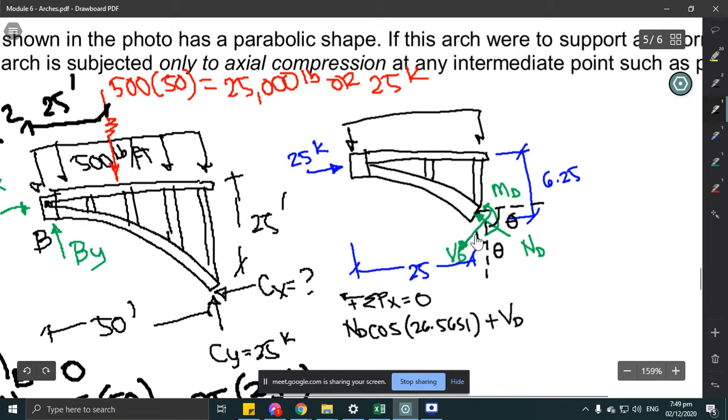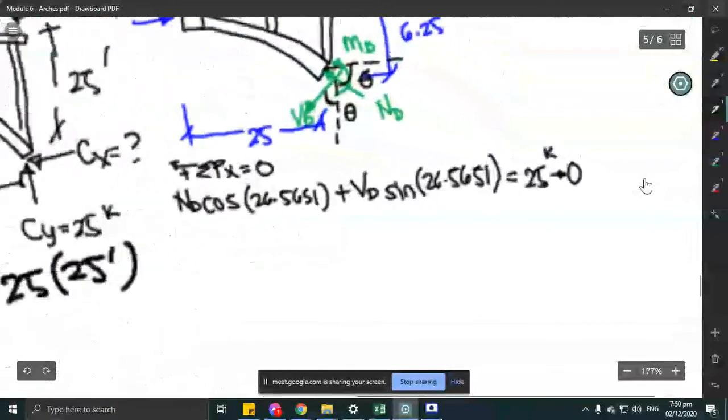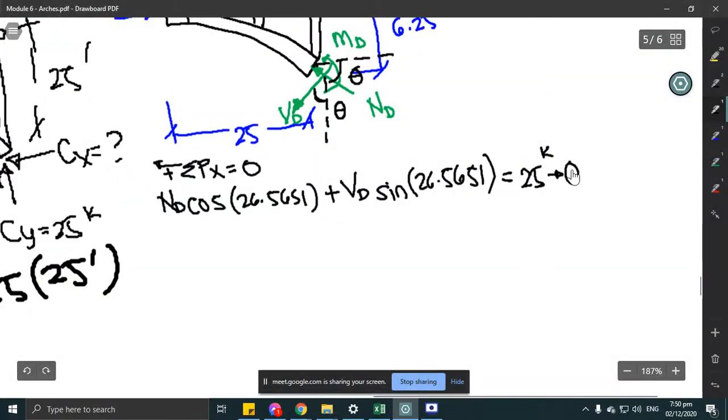So plus, the shearing force D. And then, para makuha siya, since ito yung theta mo, so sine. So sine of 26.5651. So meron pa ba tayong horizontal force? Itong 25 kips. Tama? So kung papunta siya doon sa kaliwa, i-transpose natin sa kabilang side ng equation. So this will be positive 25 kips. Okay, so let this be your equation 1.